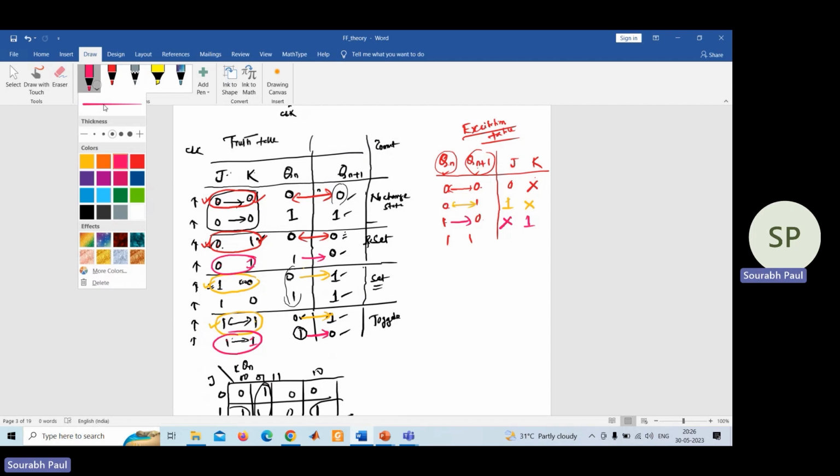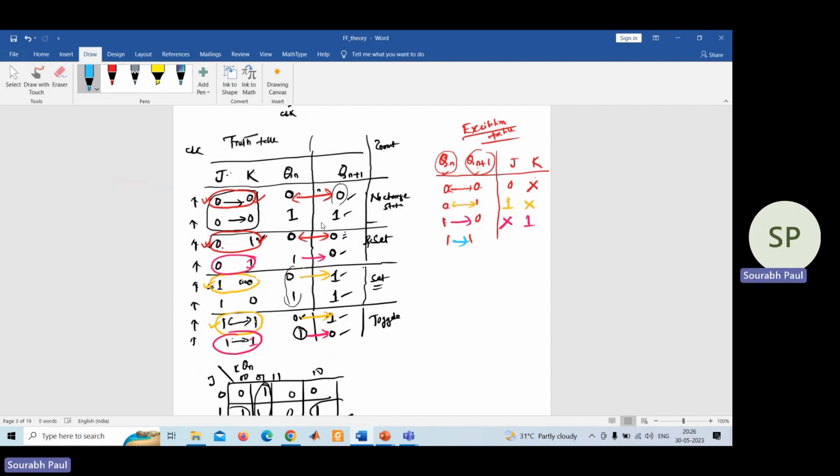Now follow the same procedure for the last combination, 1, 1. Check how many times you got 1, 1. Here one time, here one time. The corresponding JK combinations are here 0, 0, and here 1, 0. So what does it mean? J is sometimes 1, sometimes 0, whereas K is fixed at 0. So what you need to write? Don't care, 0.